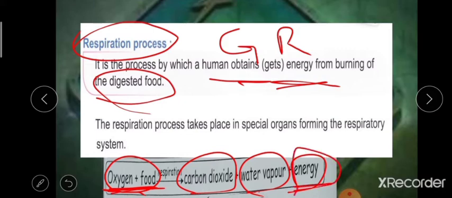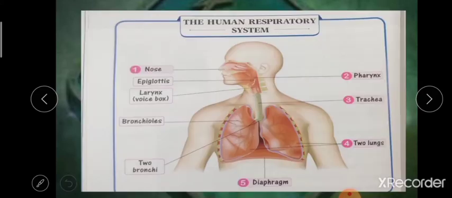We respire to get energy. So the respiration process is a process by which humans obtain energy from burning the digested food. We get digested food from the digestive system. Excellent. This process occurs in a special organ.